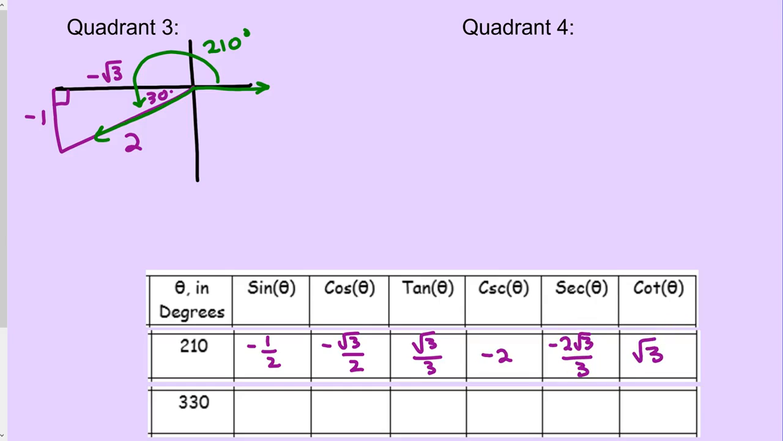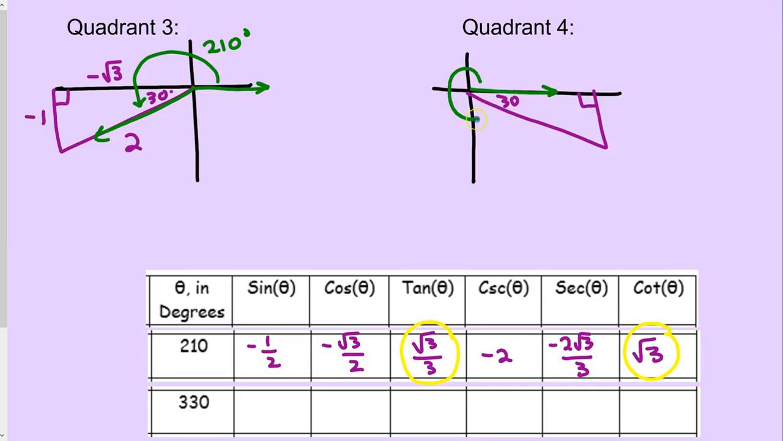Notice that the positives are tangent and its reciprocal, because in quadrant 3, remember, all students take calculus, tangent is positive, and so is its reciprocal. Okay, now let's do quadrant 4. So in order to have a 30-degree reference triangle in quadrant 4, that means we must have gone how many degrees? All the way around to what? That's right, 330. So this is going to be our reference triangle for the 330-degree angle.